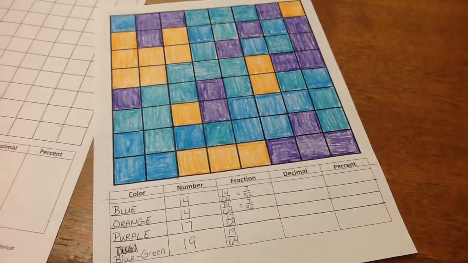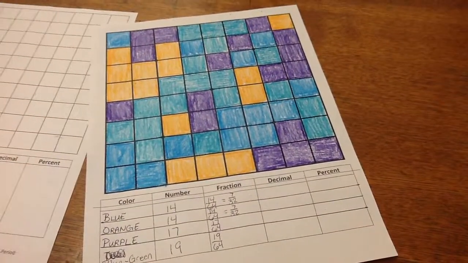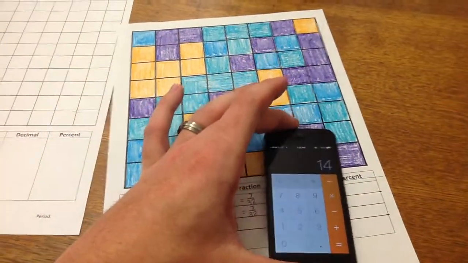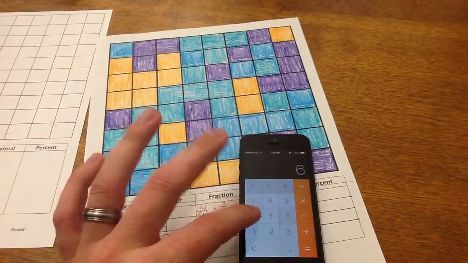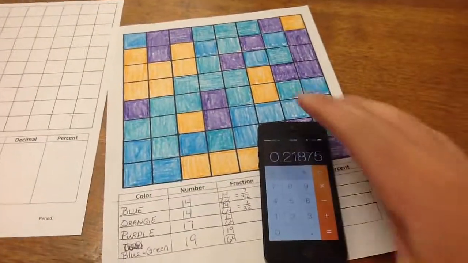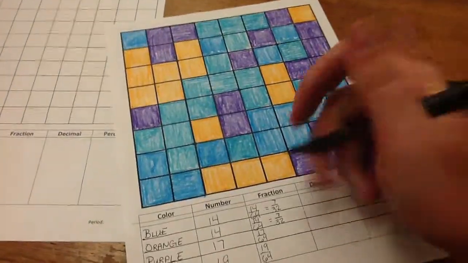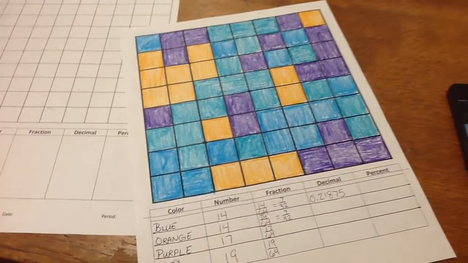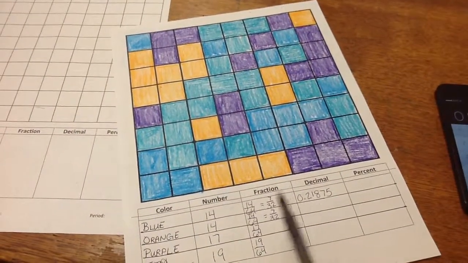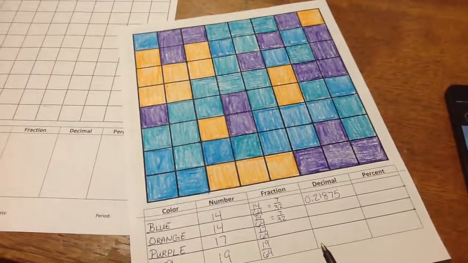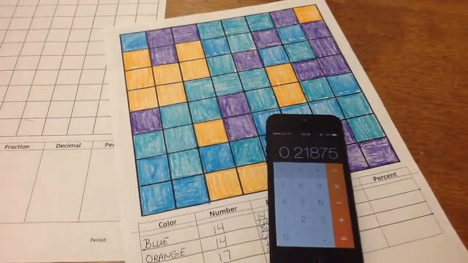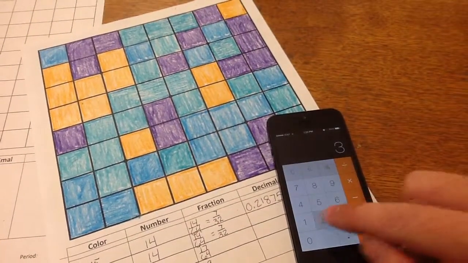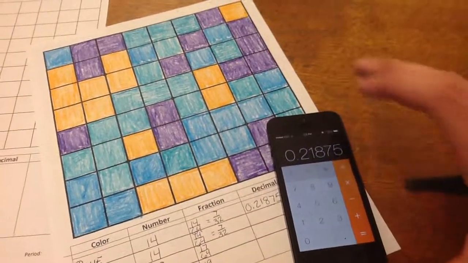To get a decimal, again, probably the easiest thing to do is to divide the numerator by the denominator with our fraction. In doing that, 14 divided by 64 would produce 0.21875. I'll go ahead and write down that whole thing. There we go. The same thing would be true when it comes to orange as it is for blue, because the fractions were the same. So even if we were to use the simplified version of orange, which was 7 over 32, 7 divided by 32 is again the same decimal, 0.21875.